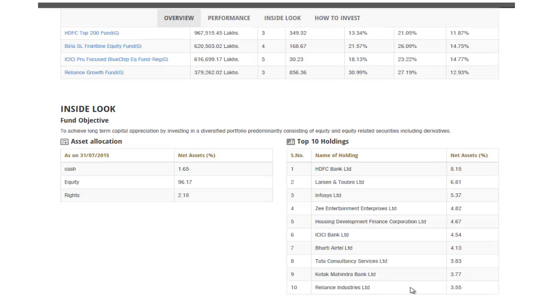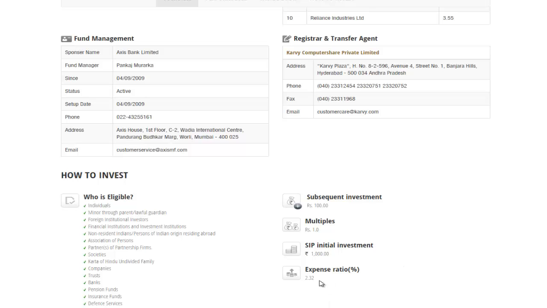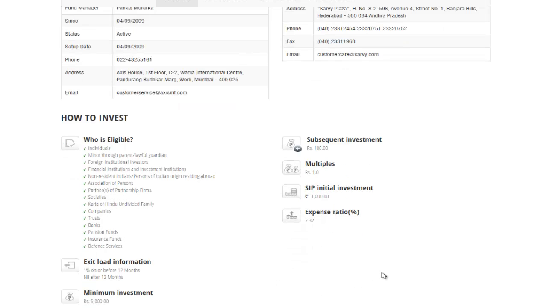So if I was to invest in all of these shares, then it is better to buy this mutual fund rather than investing individually in these particular securities. You need to go down further to see what is the expense ratio of this fund. The expense ratio is 2.32. That is, this is the management fees which will be charged to your account for managing this fund, for buying the securities on your behalf.